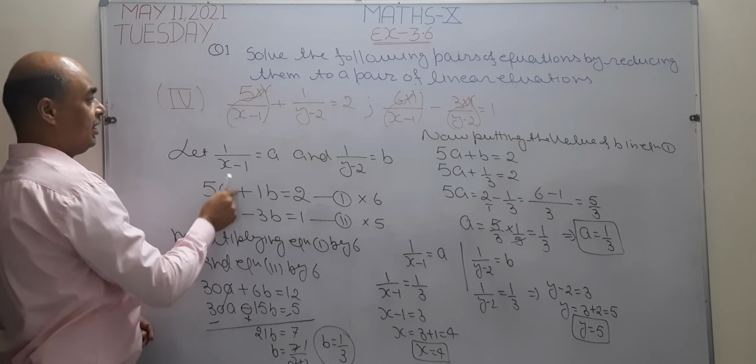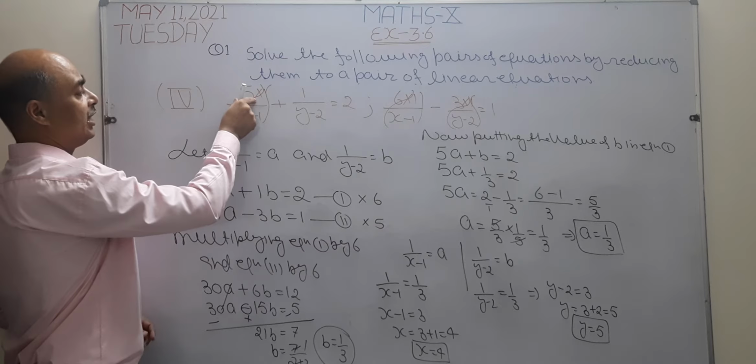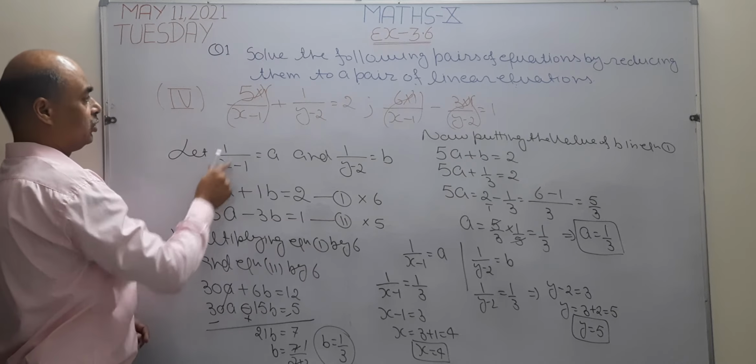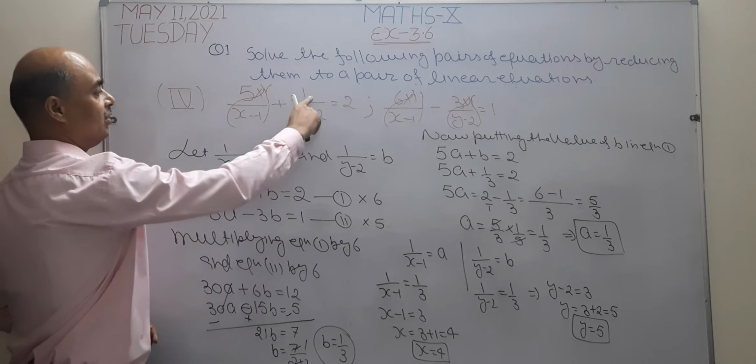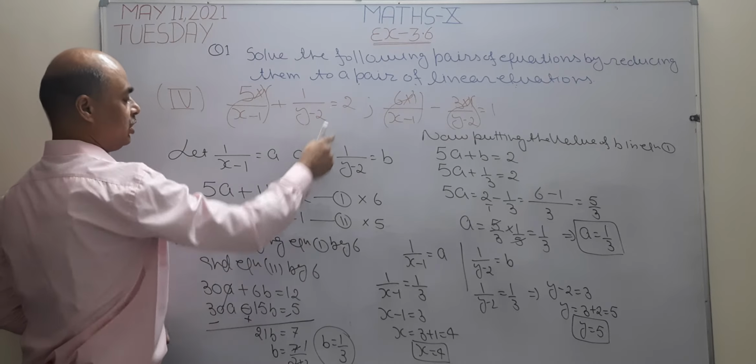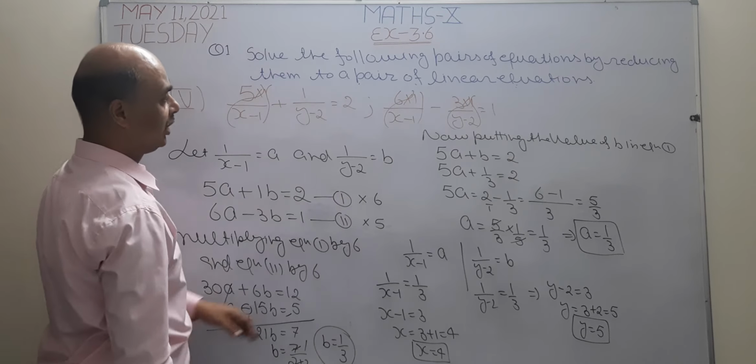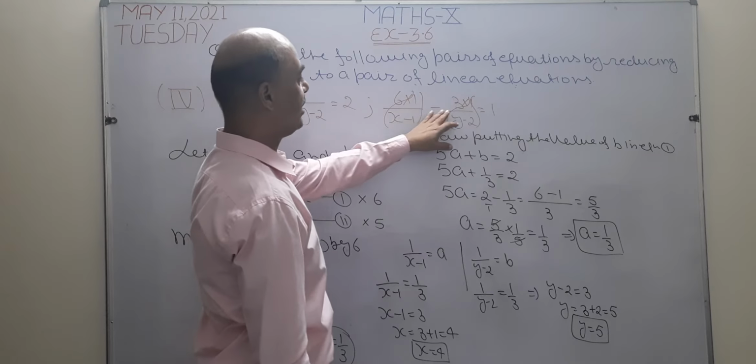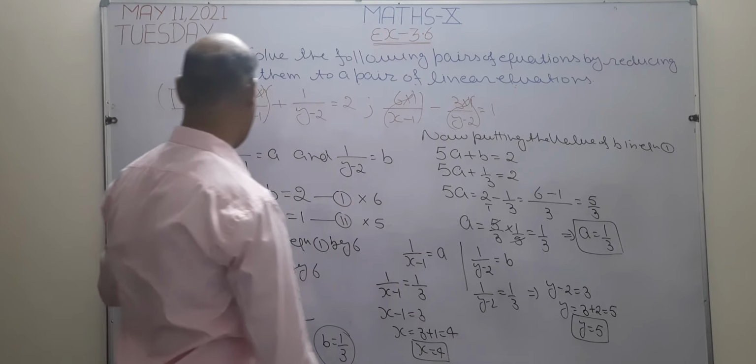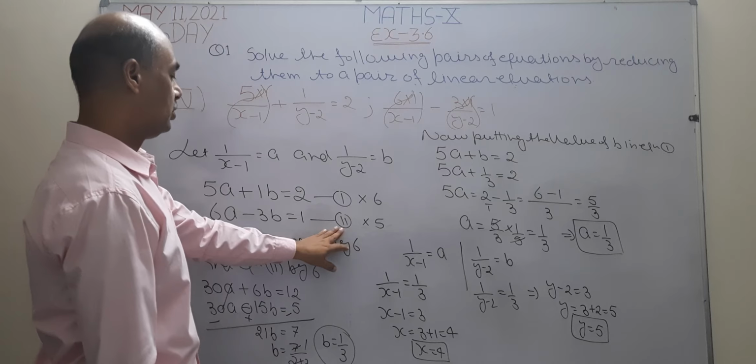Now see, this 1 upon x minus 1 becomes a. So I write here a, where 5 lies outside of the denominator, so it remains in the numerator. So this becomes 5a. In the same way, this becomes b and is equal to the right side. This is the first equation. Now see, in the same way, this becomes 6a minus 3b equal to 1. So I write here 6a minus 3b equal to 1. This is our second equation.